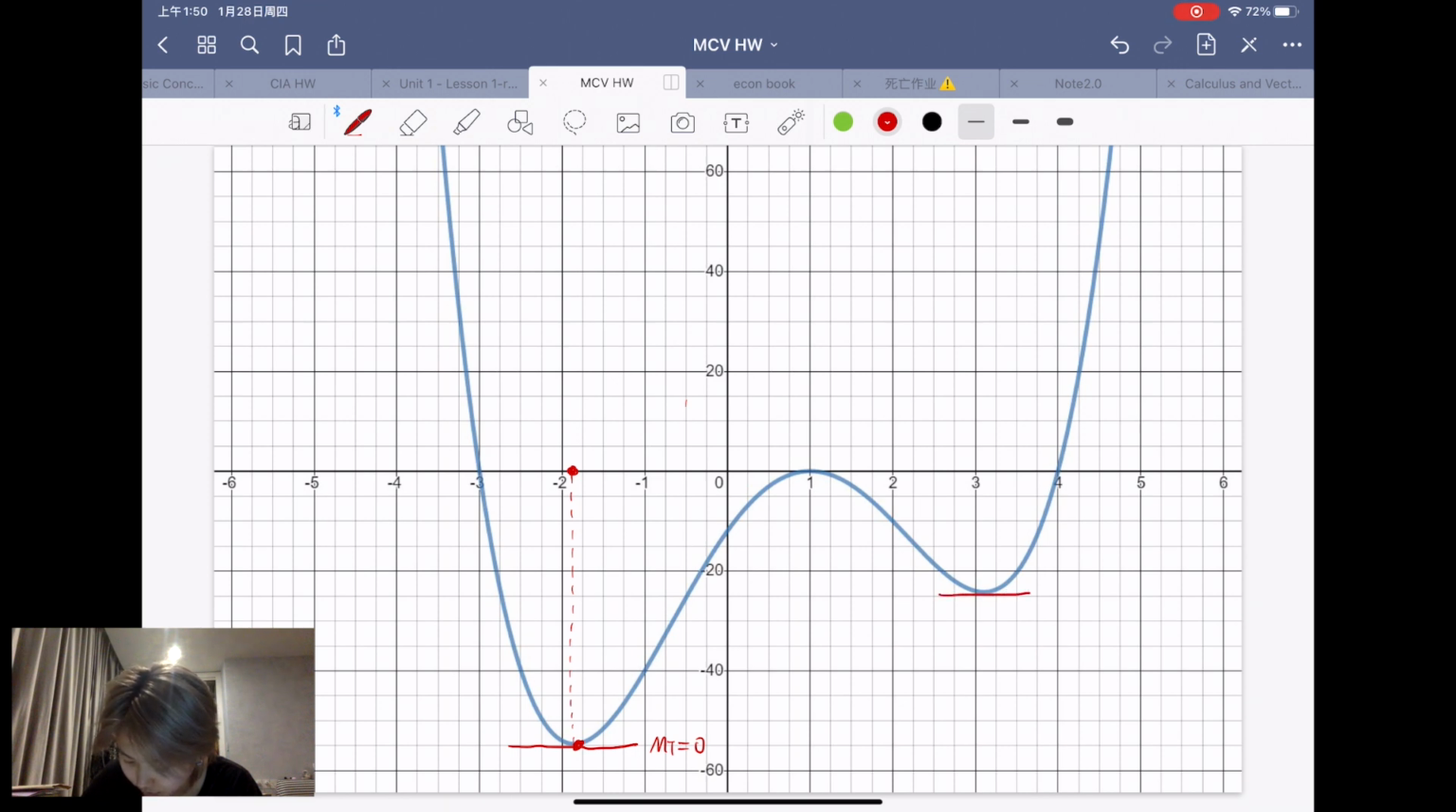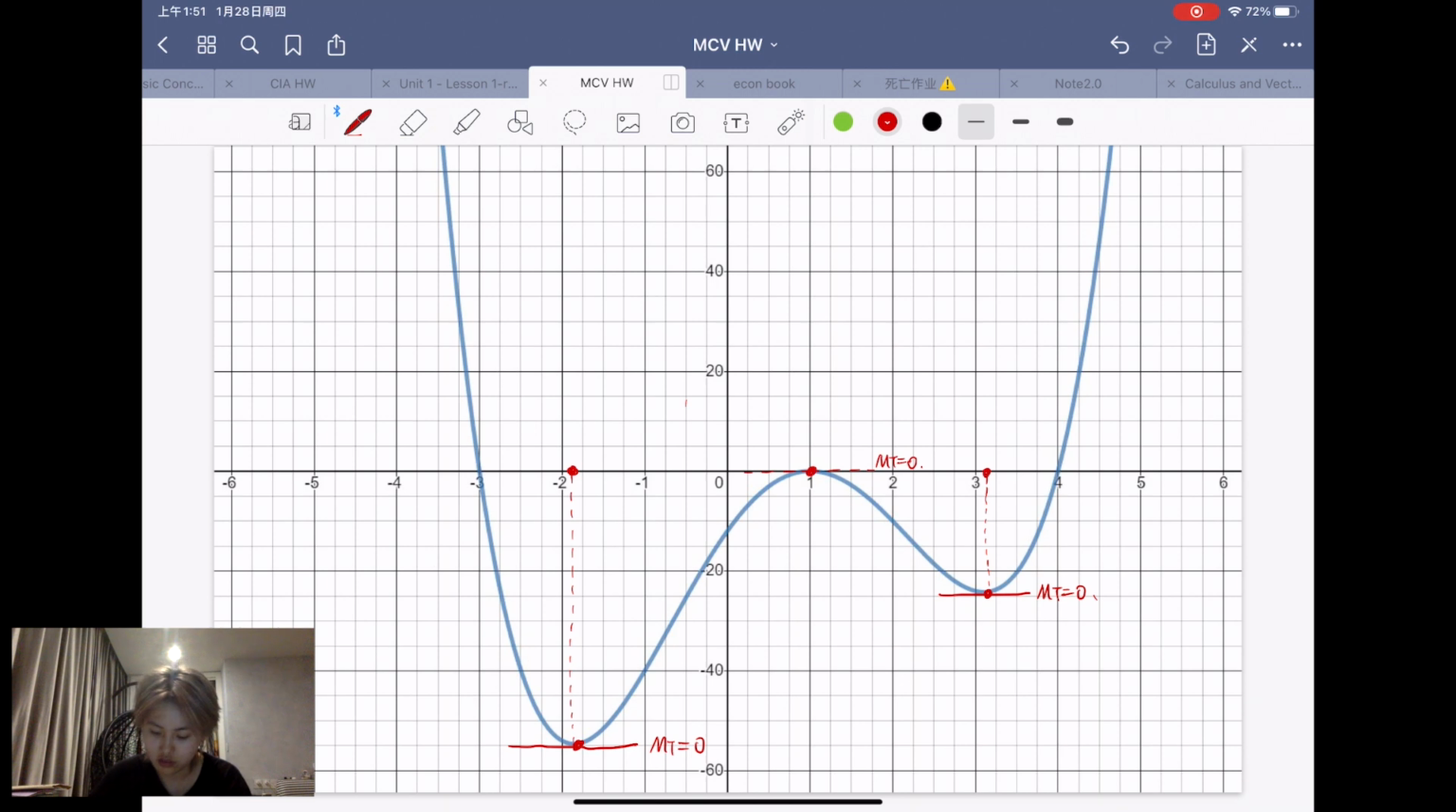Now we can use the same way to find the other points, like here. At this point, we can see the slope is equal to 0, and the x coordinate is about 2, and I'm going to draw a point here. And the tangent line at this point also has a slope equal to 0, so we can draw a point here. Now we have 3 points, and then we need to draw the curve between them.